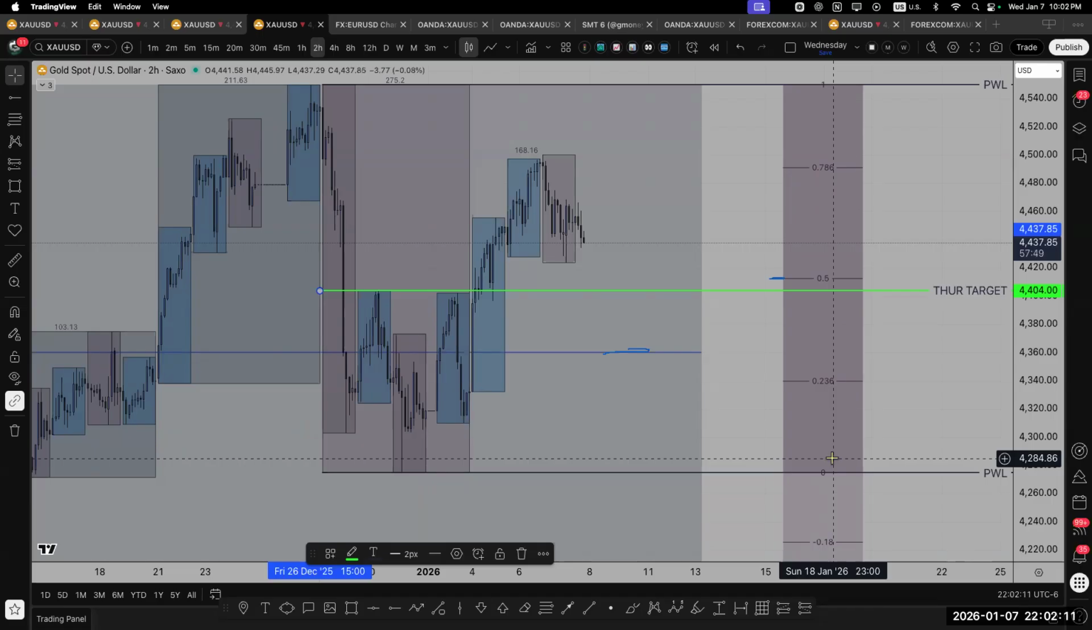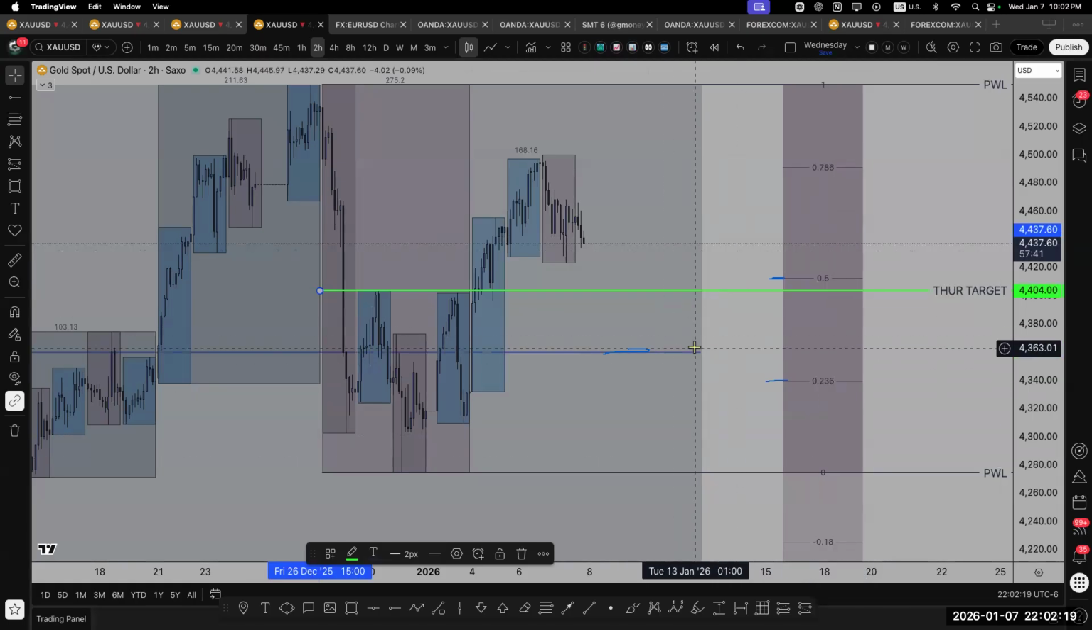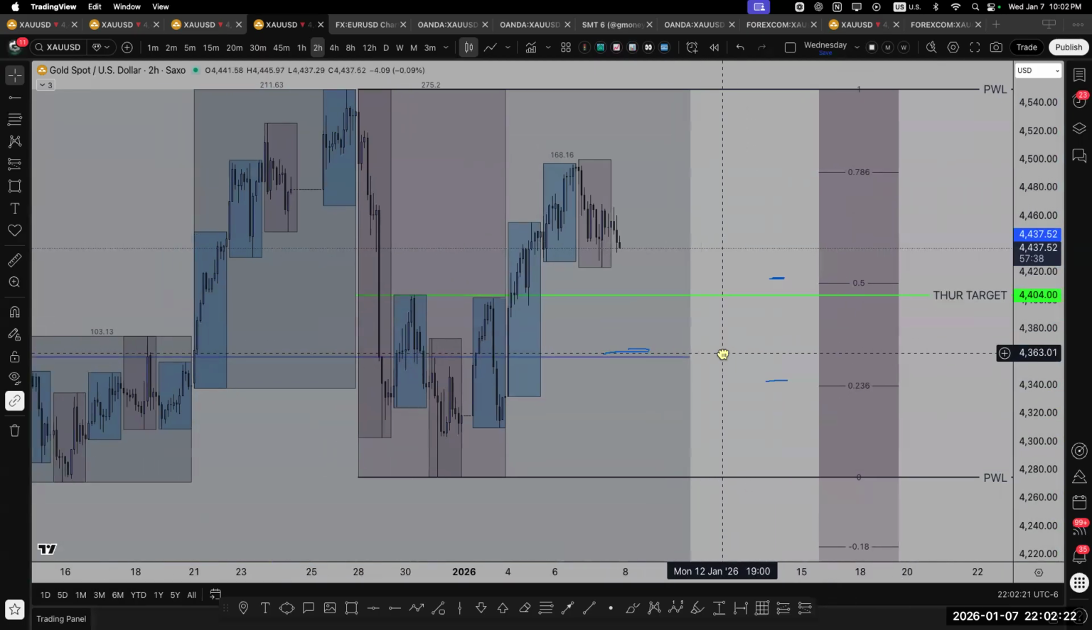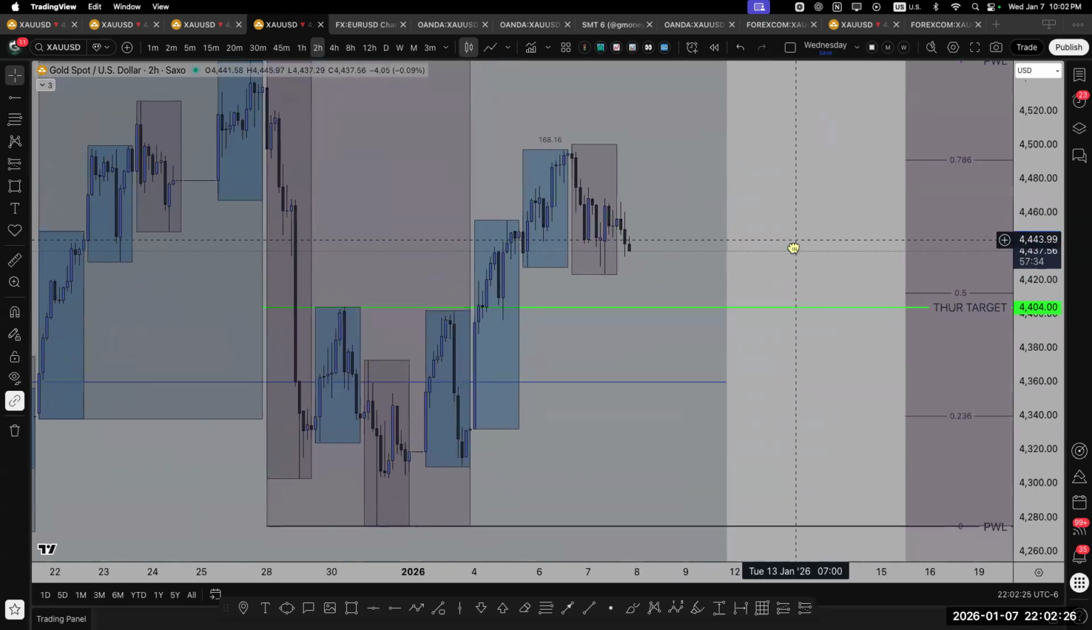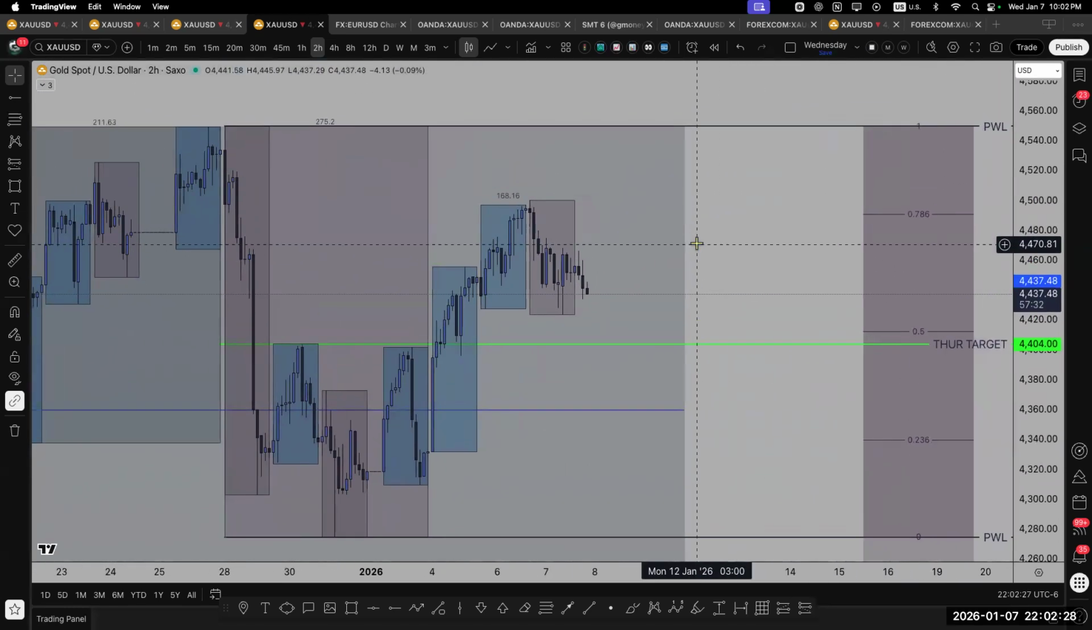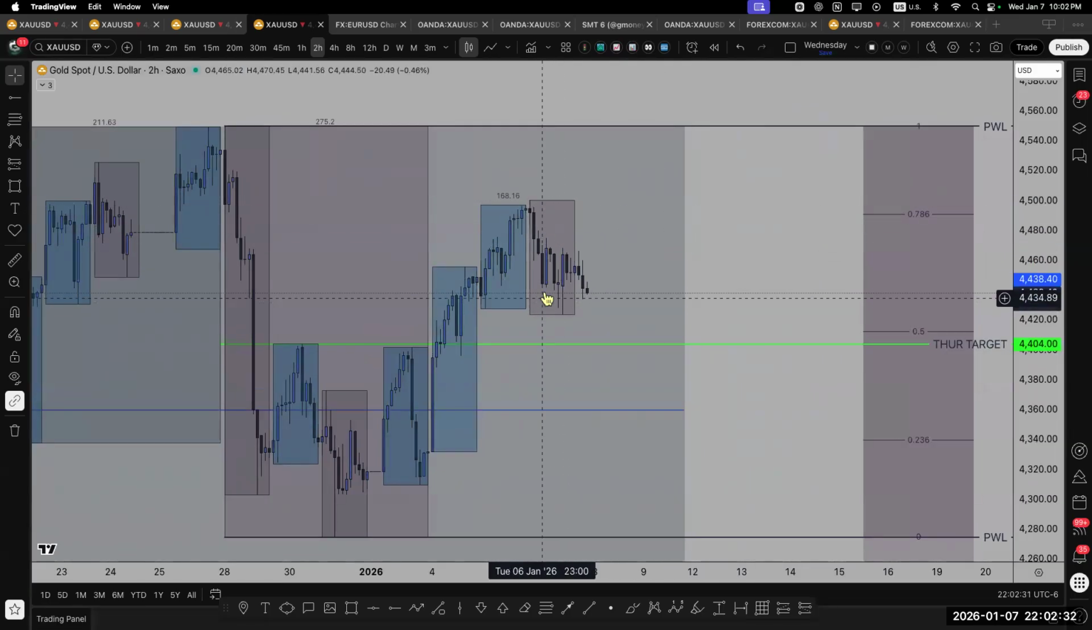If it passes the 50 and keeps going lower, then my next level would be the 236 and the previous weekly low. And that's how I view them. And I think that's pretty close to what you look at too. Yes, absolutely.